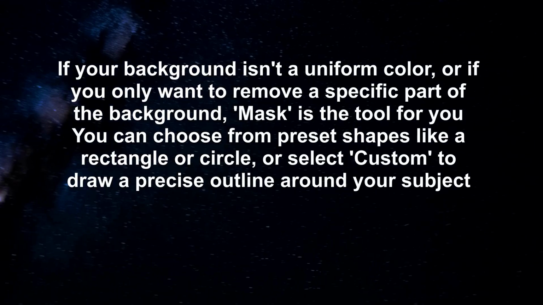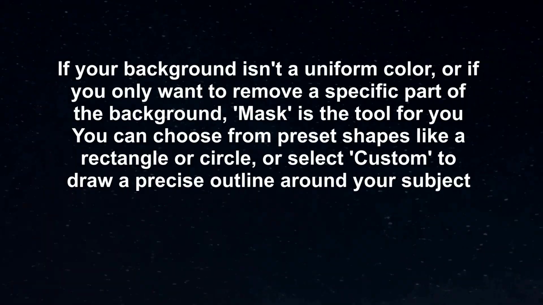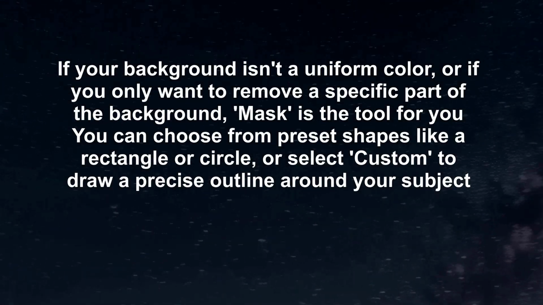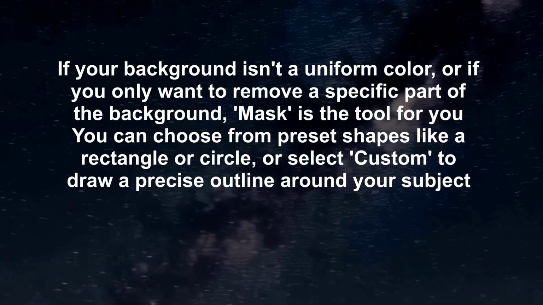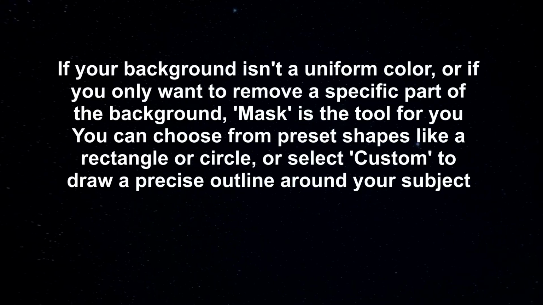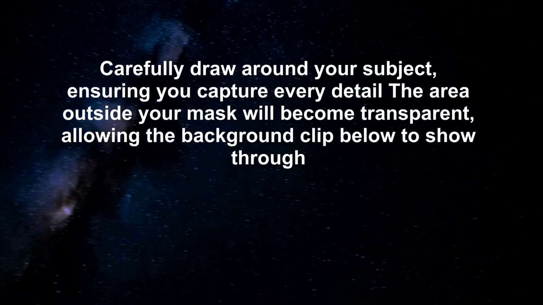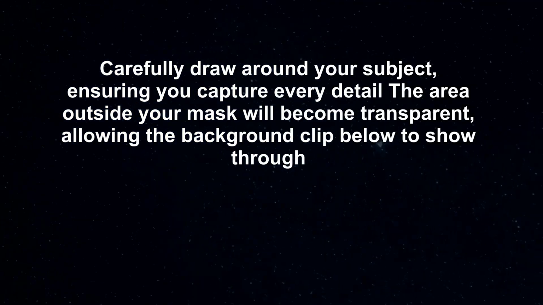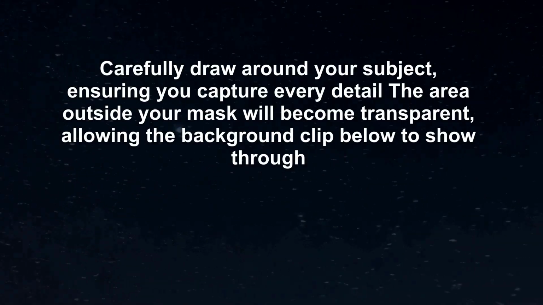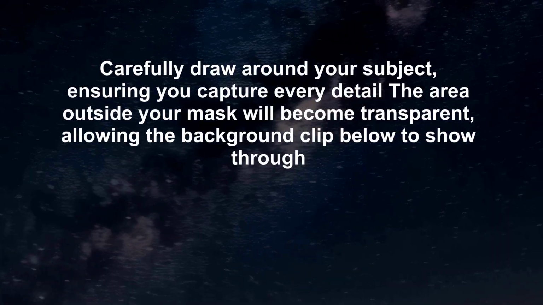If your background isn't a uniform color, or if you only want to remove a specific part of the background, Mask is the tool for you. You can choose from preset shapes like a rectangle or circle, or select Custom to draw a precise outline around your subject. Carefully draw around your subject, ensuring you capture every detail. The area outside your mask will become transparent, allowing the background clip below to show through.